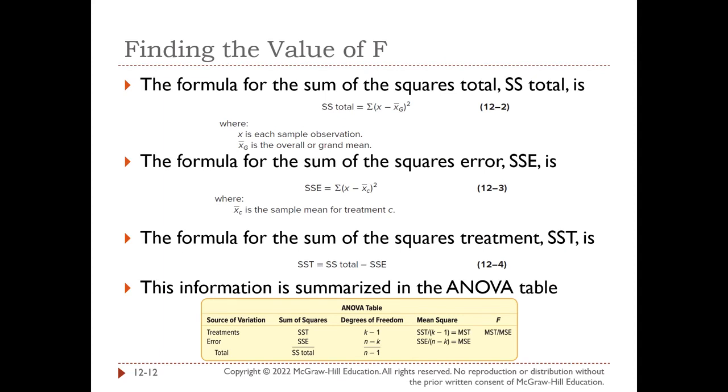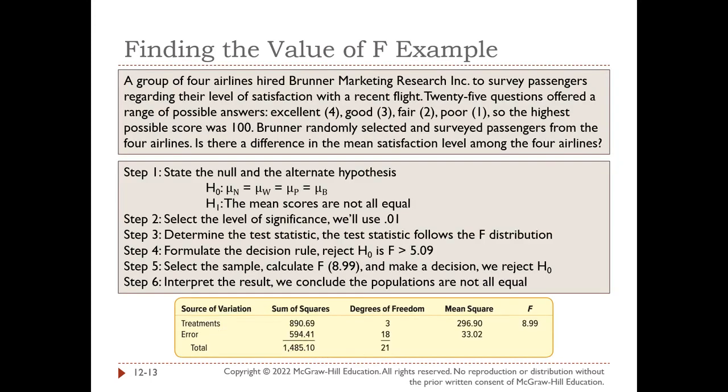Then we take our SST, again, divide by k minus 1, the degrees of freedom. So basically, sum of squares divided by the degrees of freedom will come out to our MST and MSE, which we divide. We get an F statistic of 8.99, which is greater than the critical value. So we reject the null hypothesis and conclude that populations are not equal. There's a difference somewhere in the level of the 4 airlines.